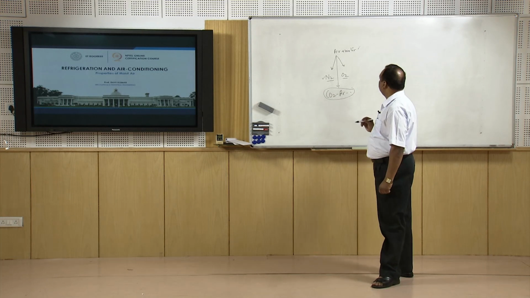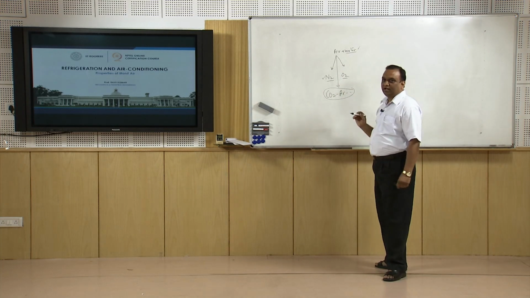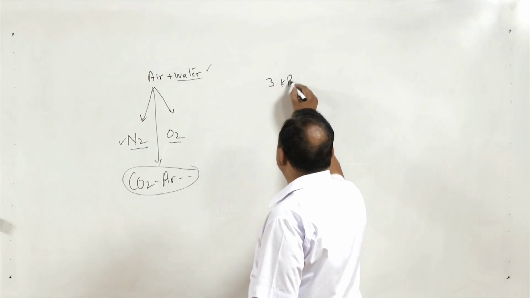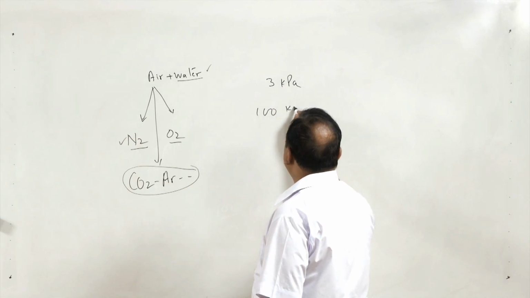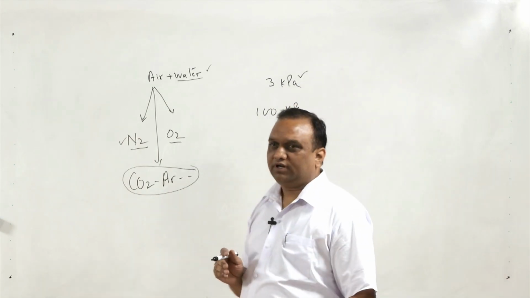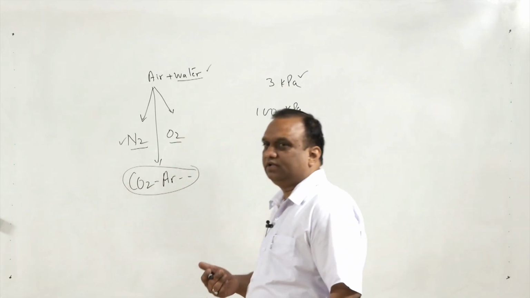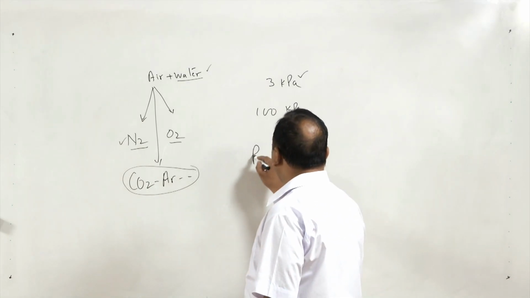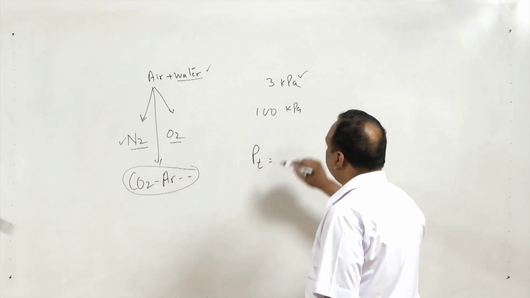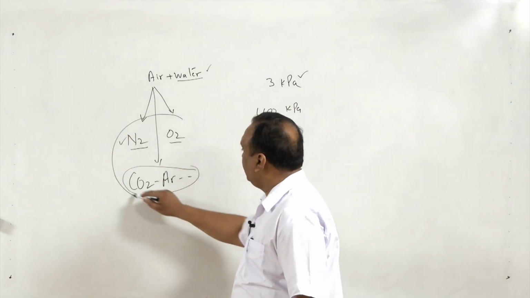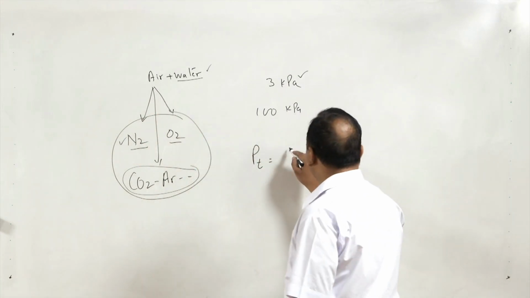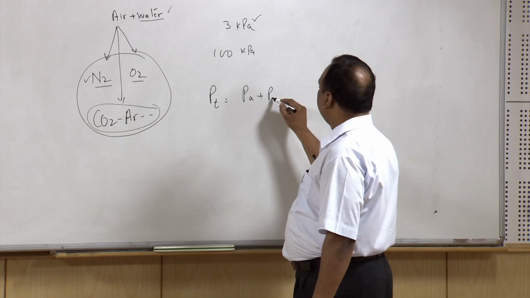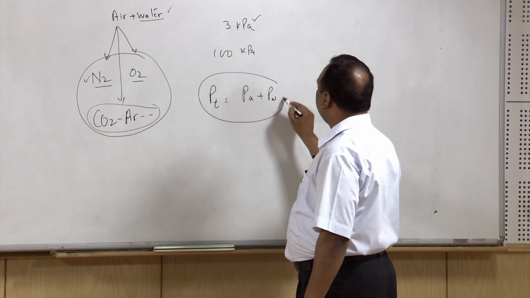Now, consider the partial pressure of the water. I will give you some idea. The partial pressure of water is of the order of, let us say, 3 kilopascal. So, out of 100 kilopascal, 3 kilopascal is the partial pressure of water, and as per Dalton's Law, the total pressure in a given volume is the algebraic sum of the pressures exerted by the individual constituents. So, air is considered as a pure substance. The pressure of dry air and the partial pressure of water will give us the total pressure of air.